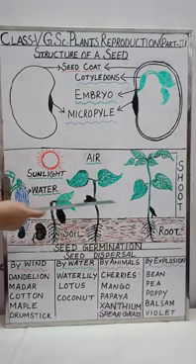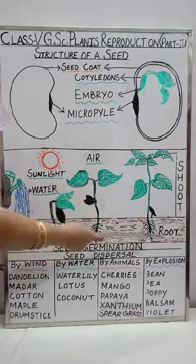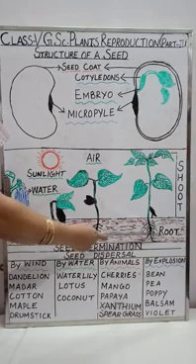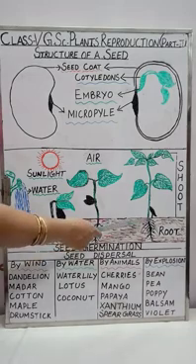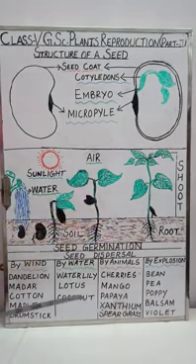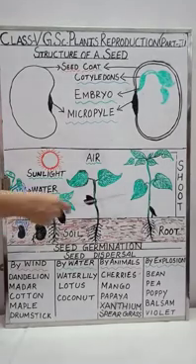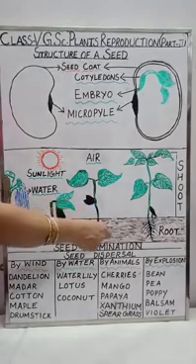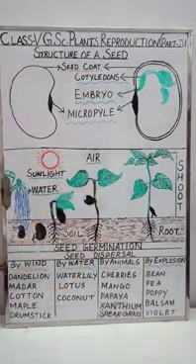Now, the seedling absorbs nutrients and water from the soil with the help of its roots. As the seedling grows and develops more and more leaves, the cotyledons shrink and wither away, leaving the seedling to grow into a new plant.